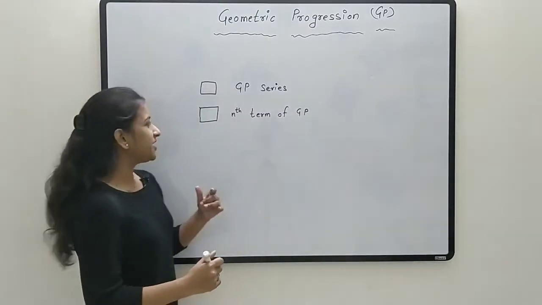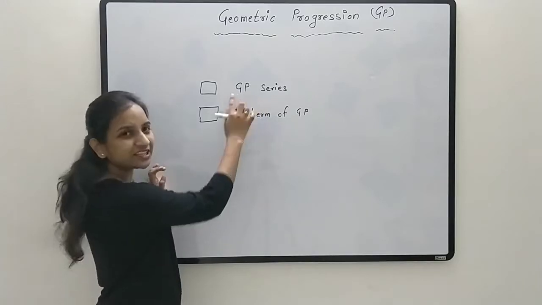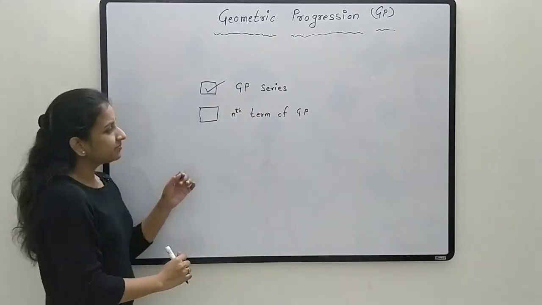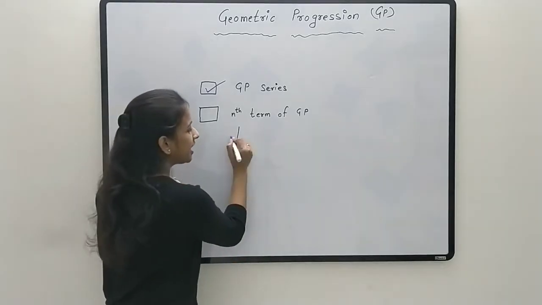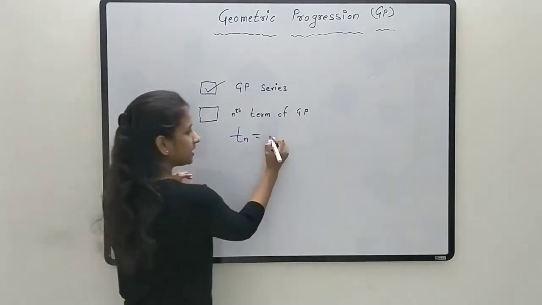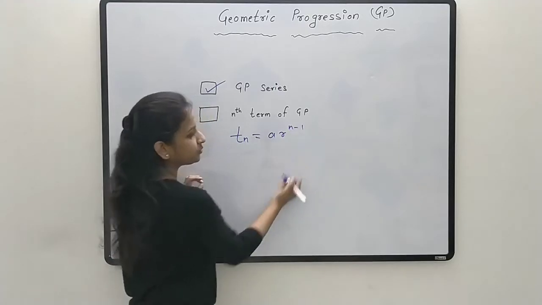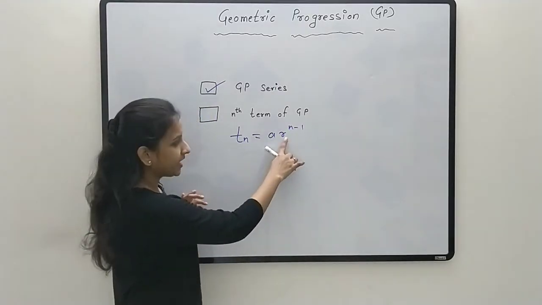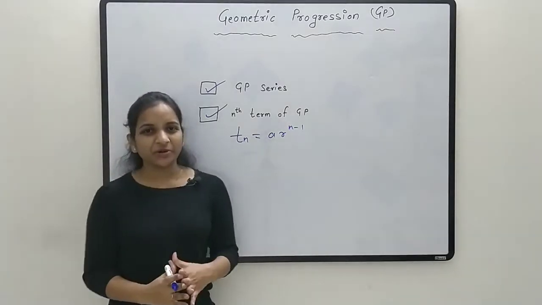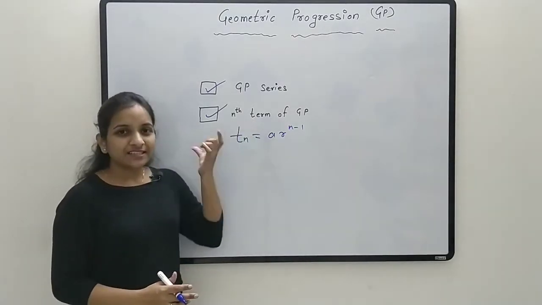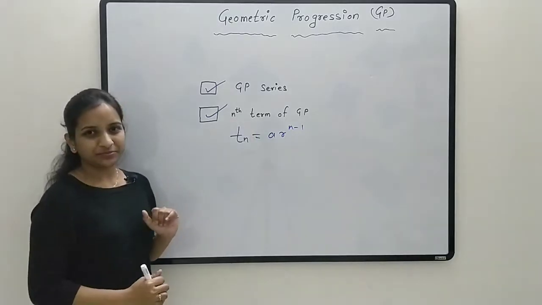In my previous video, we have already seen what is GP series, Geometric Progression Series. Then we have seen how to find nth term of GP series using the formula Tn, nth term, equals A r raised to n minus 1, where A is first term and r is common ratio. This we have already seen. In this video, we will see how to find sum of first n terms of GP series.